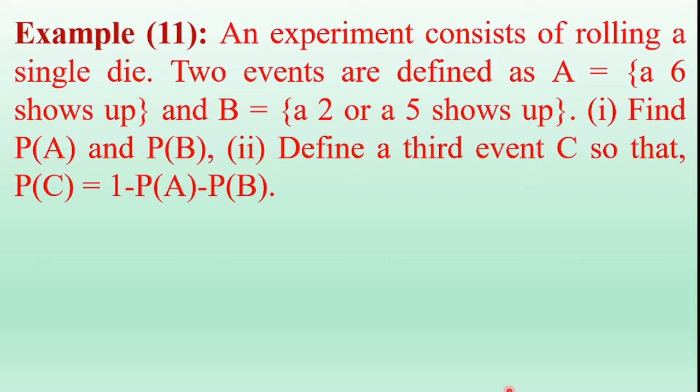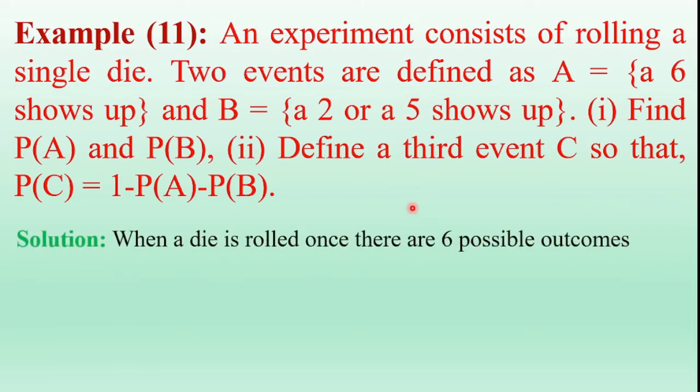In this video, I am going to discuss one more example of probability theory. The given example is an experiment consisting of rolling a single die. Two events are defined: event A is that a number 6 shows up, and event B is that a number 2 or a number 5 shows up. First, find the probability of A and the probability of B. Second, define a third event C so that probability of C is equal to 1 minus probability of A minus probability of B. So now coming to the solution.